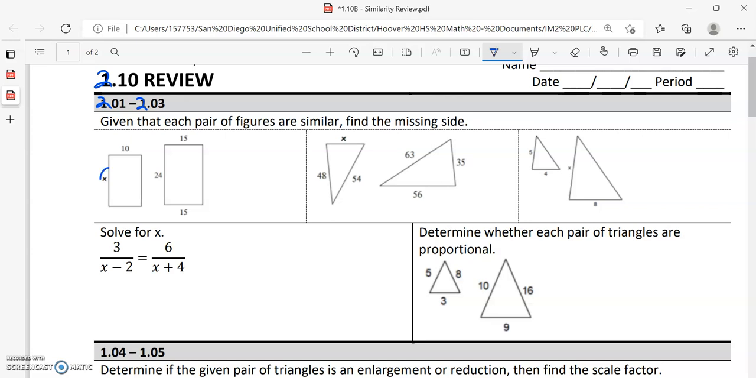So our missing side in this first question is here. We always want that to be the numerator. The corresponding side would be 24. And then this was our numerator, so 10 over 15.